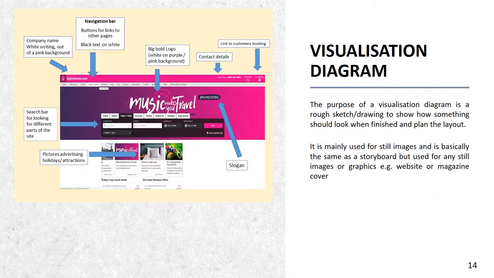A visualization diagram really helps you to picture what your actual final product might look like. So the whole purpose of it is it's kind of like a rough sketch or a drawing to show how something will look when it's finished. Helps you to plan the layout of something. You mainly use a visualization diagram for things that are still images or with very minimal movement, such as a website or a magazine cover.